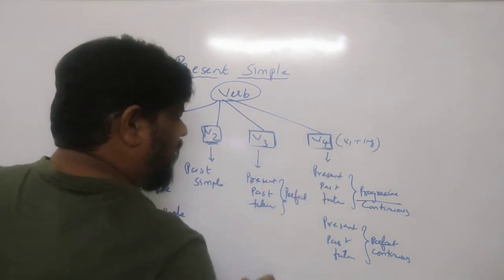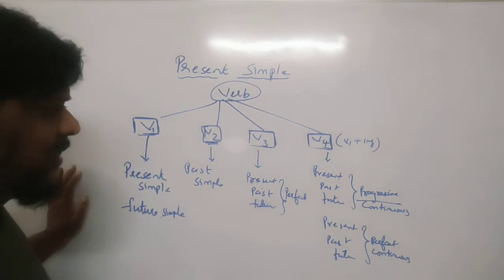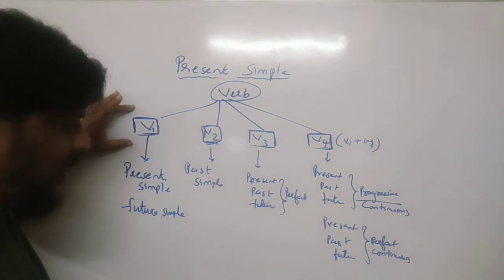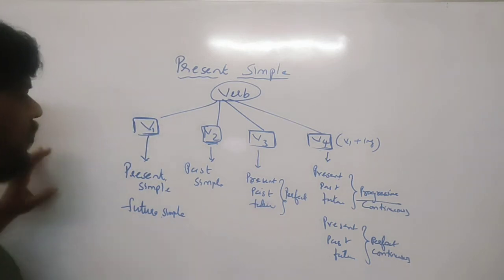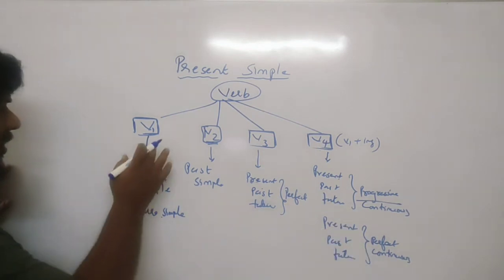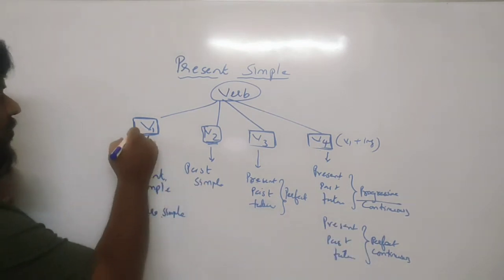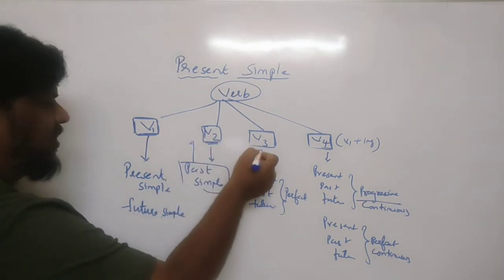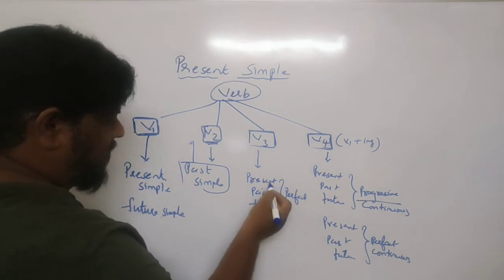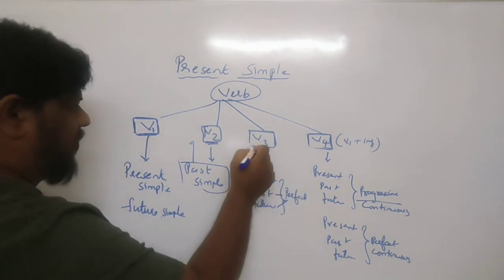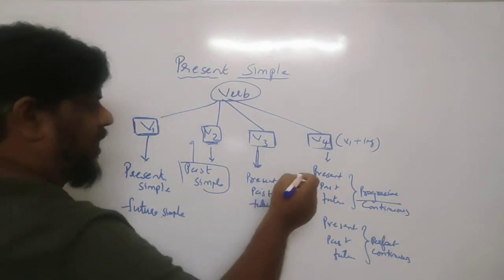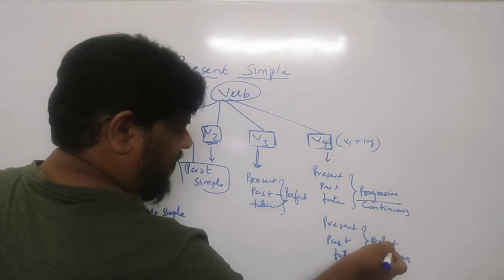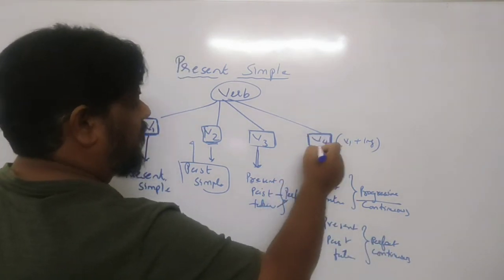Whenever you're writing the tenses, try to think what the four different forms of the verb are, and based on them you can easily write the sentences. Now, if it is present simple or future simple, what form will we use? V1. If it is past simple, what will we use? V2. If it is present perfect, past perfect, or future perfect, what will we use? V3. If it is past, present, or future progressive or continuous, or the present, past, future perfect continuous, what will we use here? V4 we will use here.